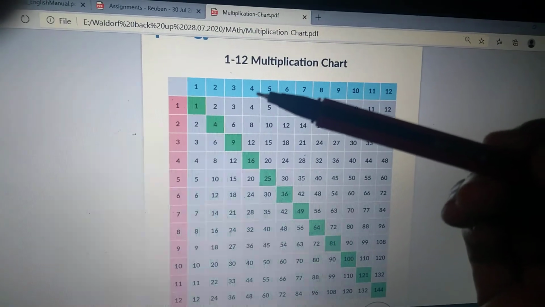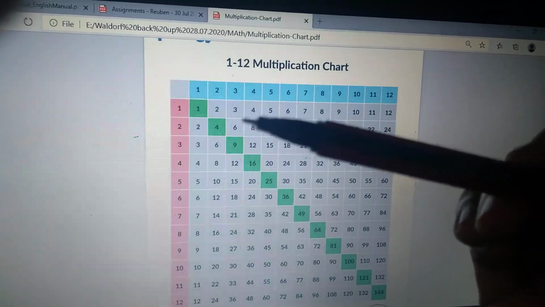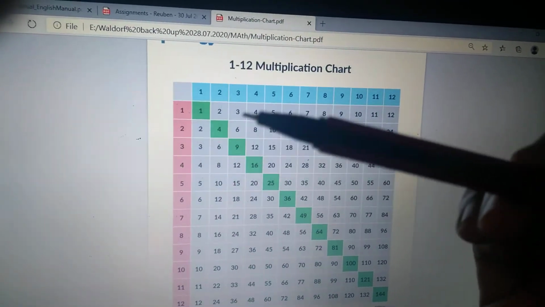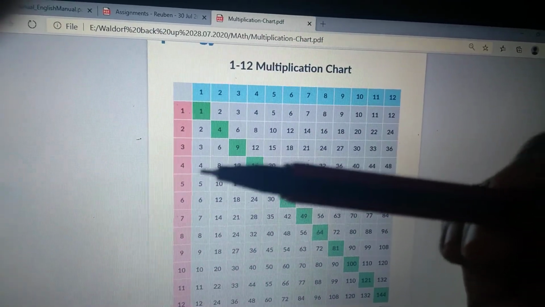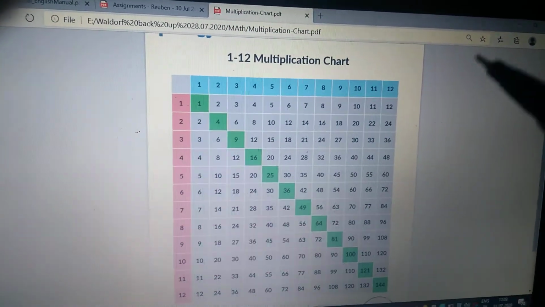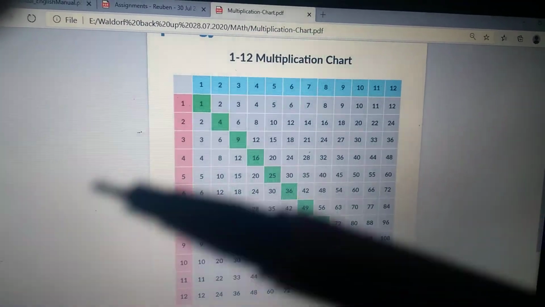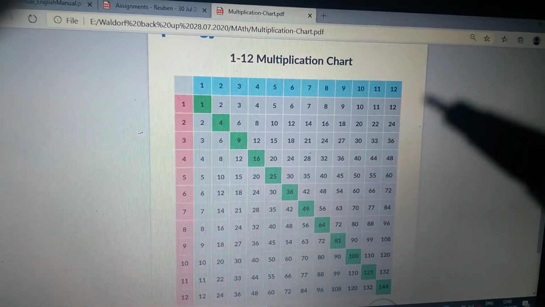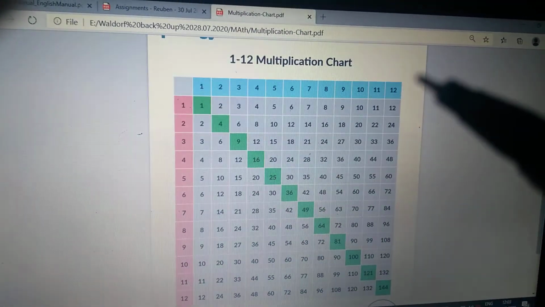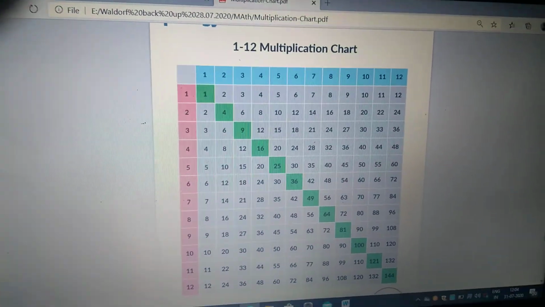Let us take the table of 4 for instance. 1 times 4 is 4, 2 times 4 is 8, 3 times 4 is 12, 4 times 4 is 16, and it goes on. Let us take the table of 12. Okay, 1 times 12 is 12, 2 times 12 is 24, and we go on till 12.